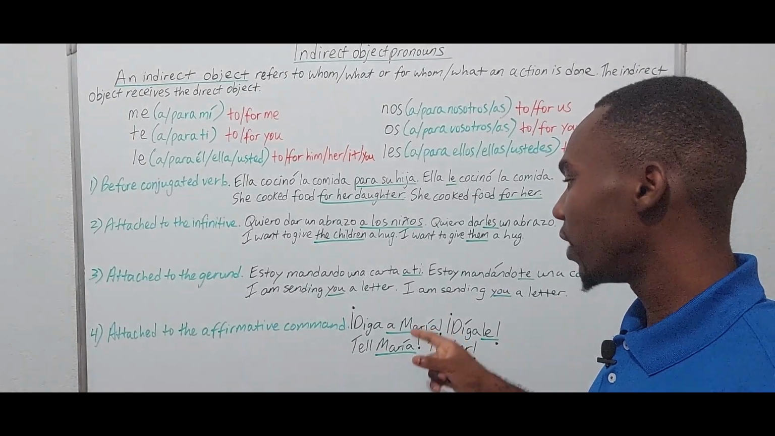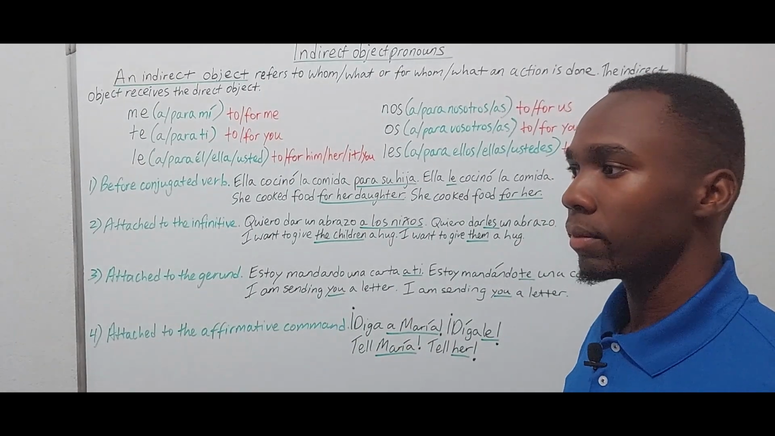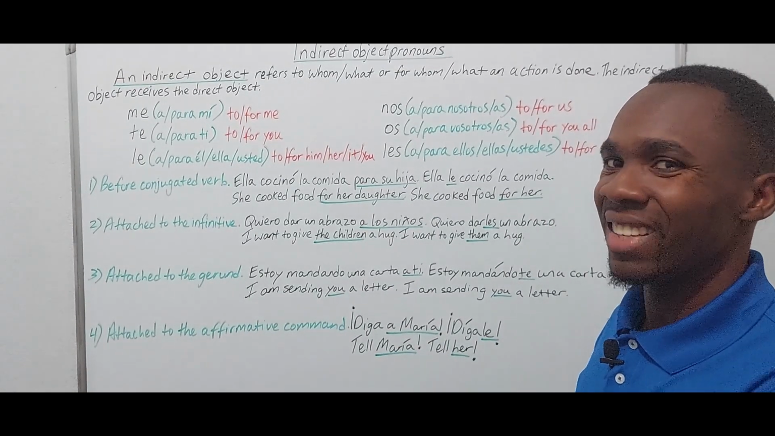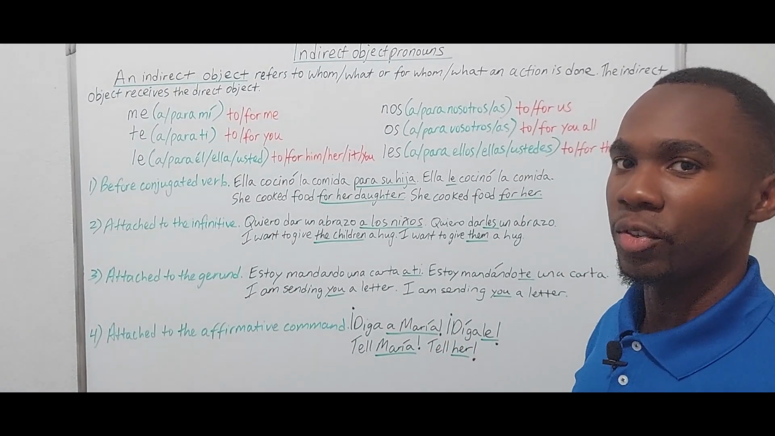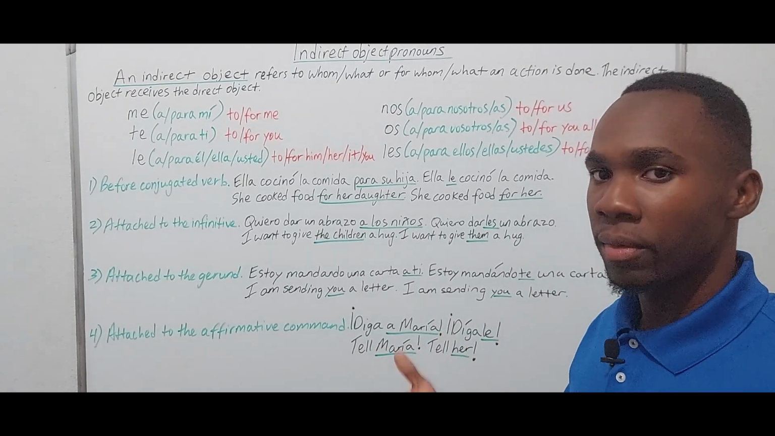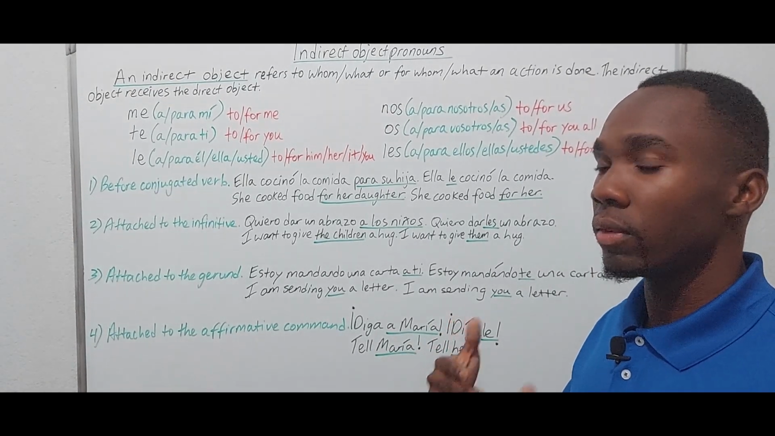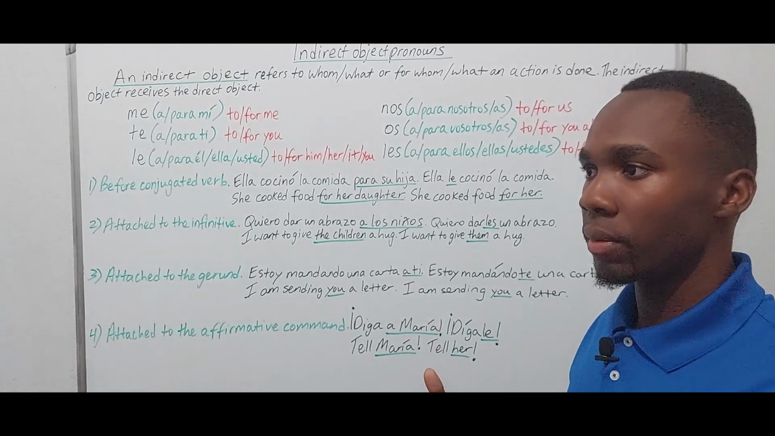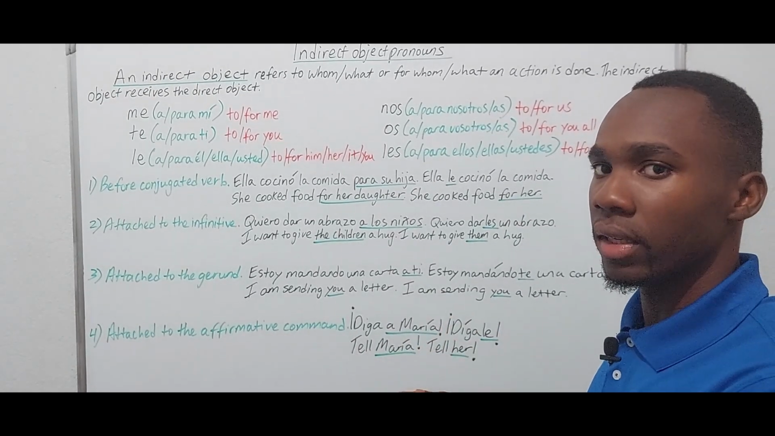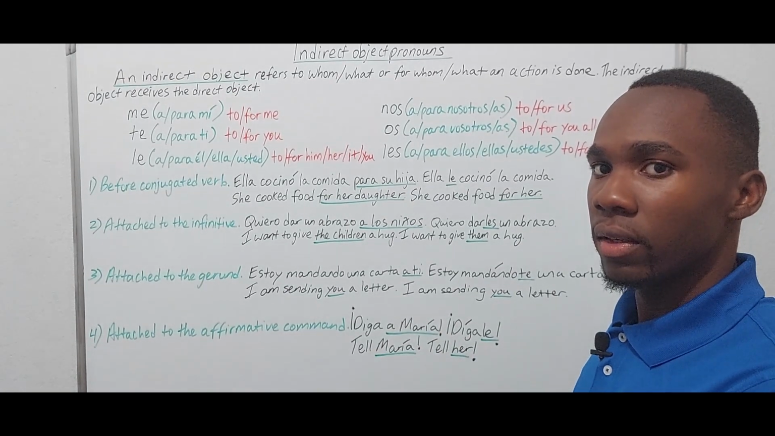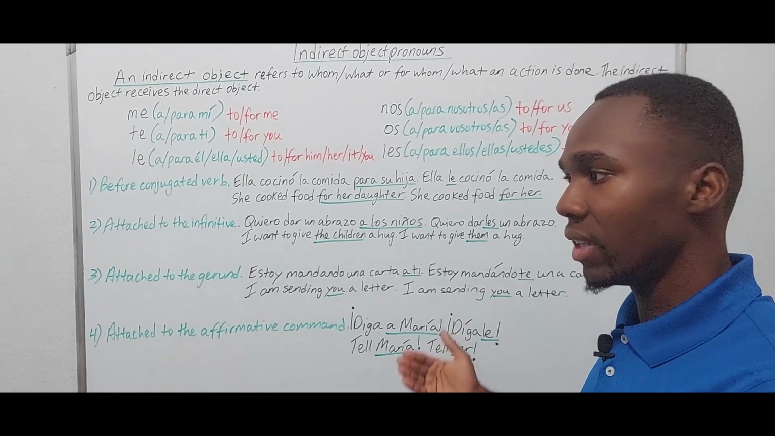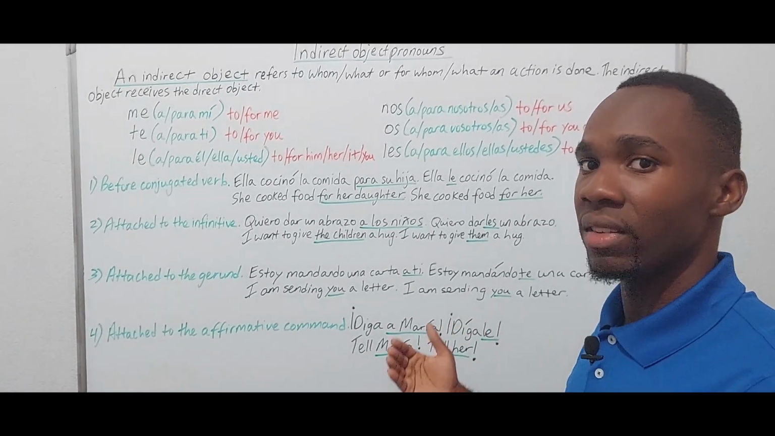Because if I say tell Maria, I have to tell Maria something. So the direct object is implied. You see what I mean? It is implied here. You have to tell Maria something, you have to tell her something. That something is going to be our direct object, even though it is not explicitly stated, right? You have to tell her something. So in this case, the direct object is implied.